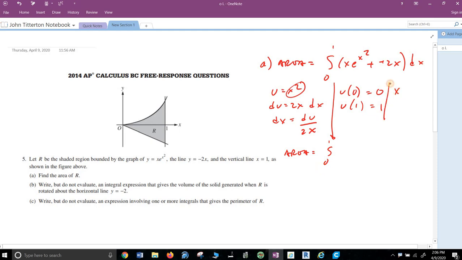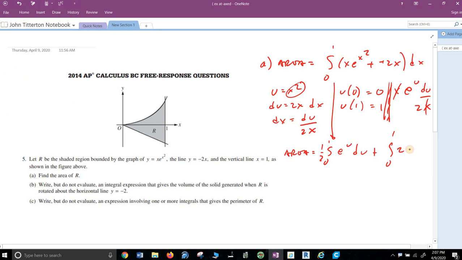x e to the u du over 2x. So that'll cancel, left with a 2. I'm going to put the 2 up front. We're breaking this apart, so we just end up with e to the u du, and the other one I just leave as is, integral from 0 to 1 in the x world. And somehow I made a mistake.